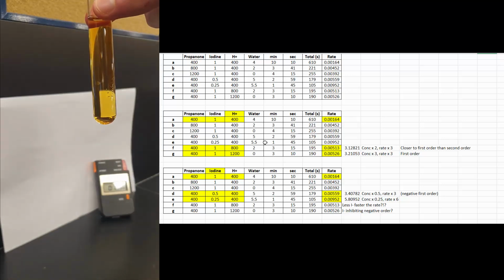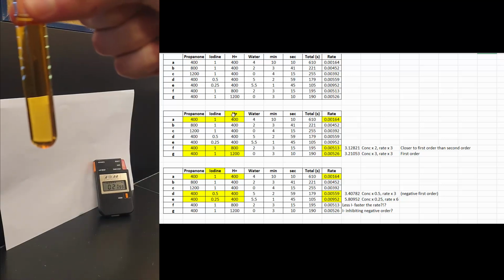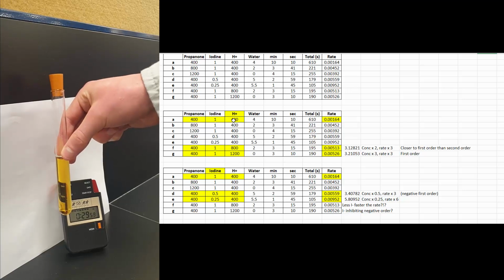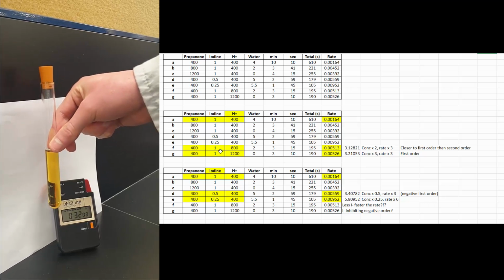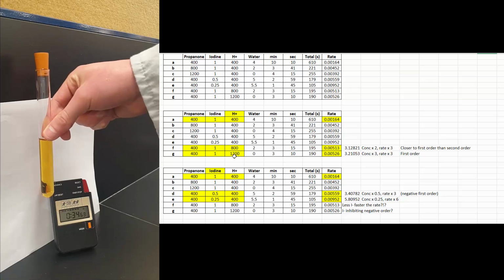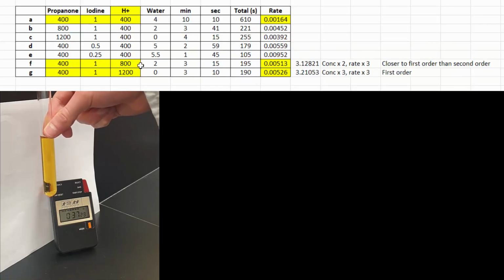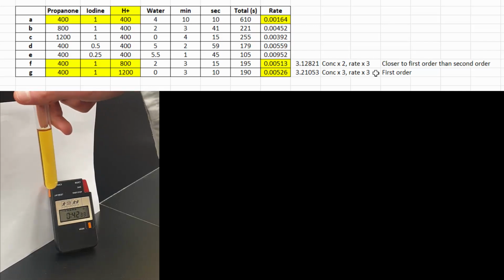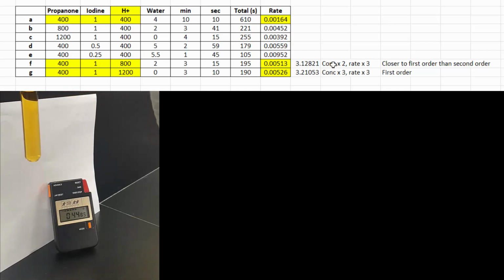And what we did is we just processed it. So we're going to look at the effect of H+, then iodine, then propanone. And so if you have a look at the H+, you've got to keep all the rest the same. And so the only thing that can change is the H+ concentration. And so you can see here the H+ concentration is doubled, and the rate is ×3. And so that's closer to a first order, which is concentration doubled, rate doubled, not concentration doubled, rate ×4. And so we're going to leave that as maybe it's a first order.